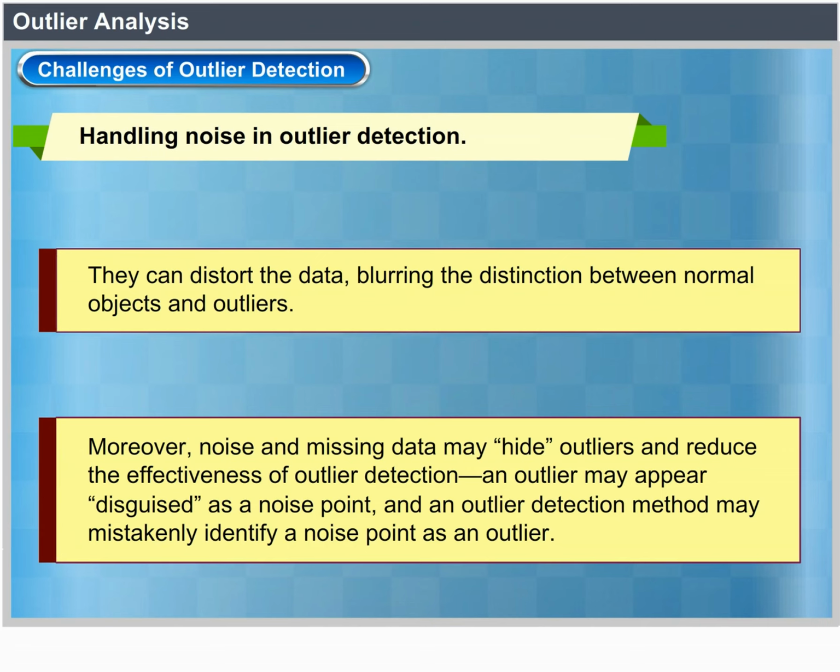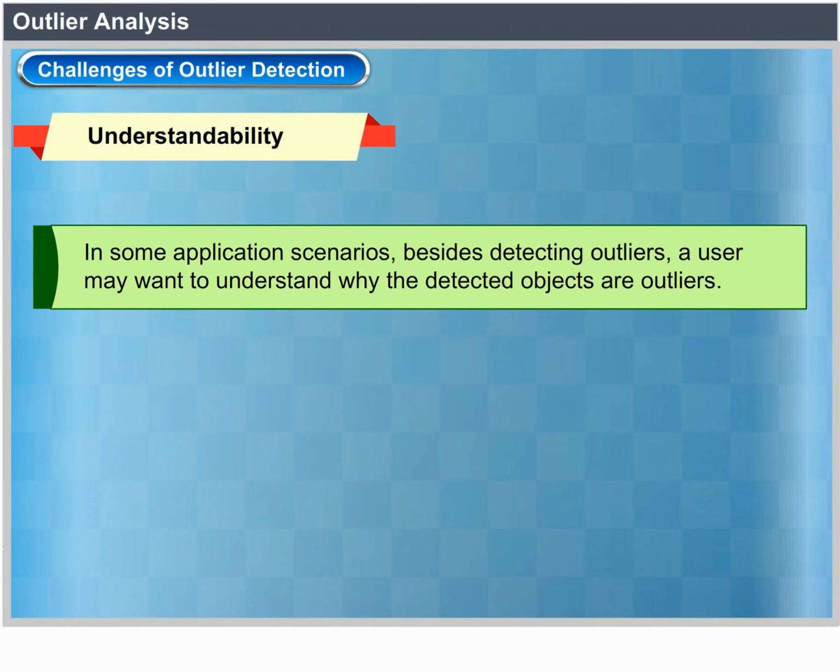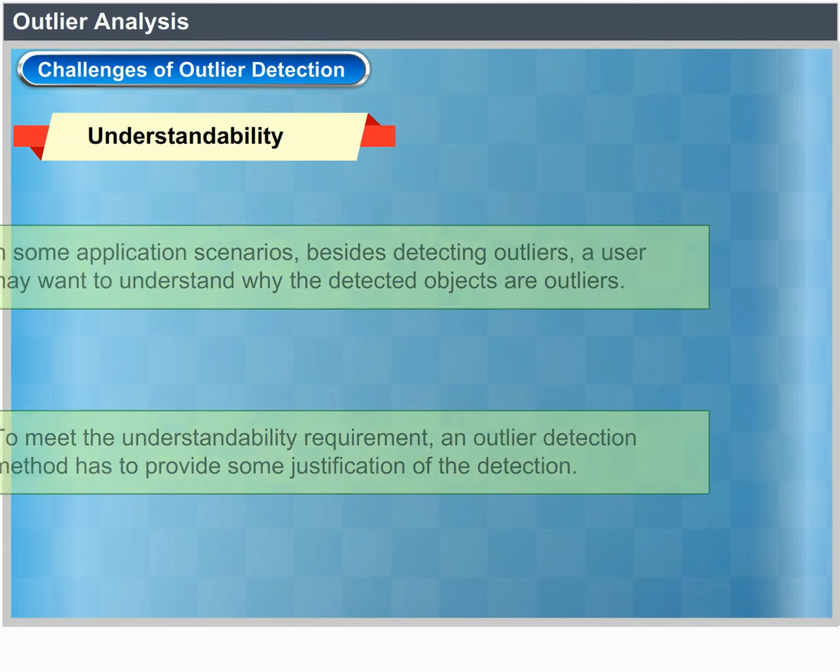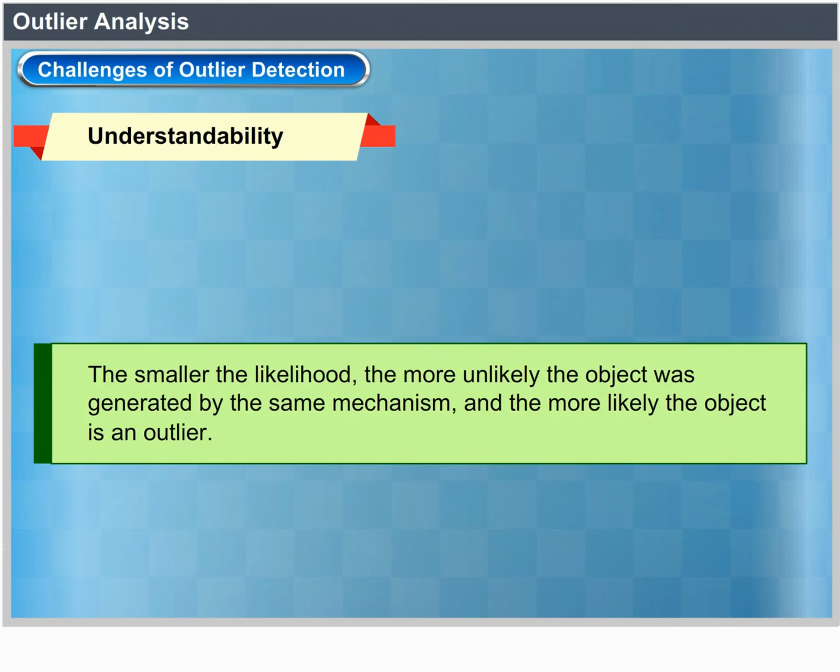Understandability. In some application scenarios, a user may want to not only detect outliers, but also understand why the detected objects are outliers. To meet the understandability requirement, an outlier detection method has to provide some justification of the detection. For example, a statistical model can be used to justify the degree to which an object may be an outlier based on the likelihood that the object was generated by the same mechanism that generated the majority of the data. The smaller the likelihood, the more unlikely the object was generated by the same mechanism, and the more likely the object is an outlier.